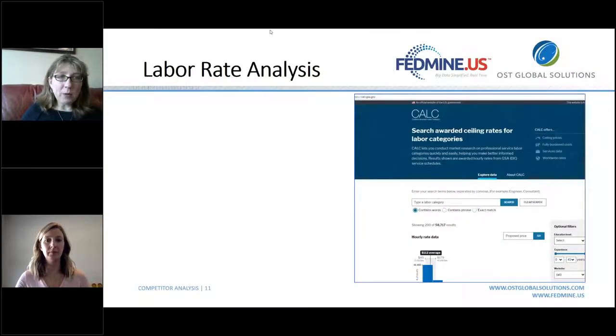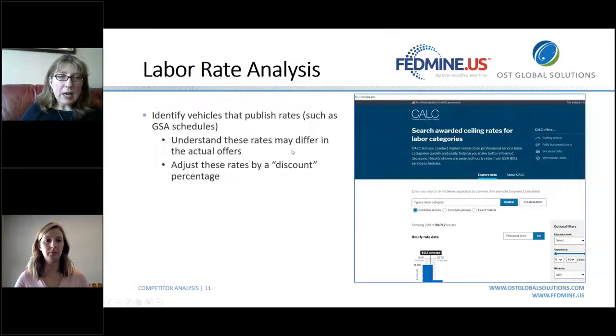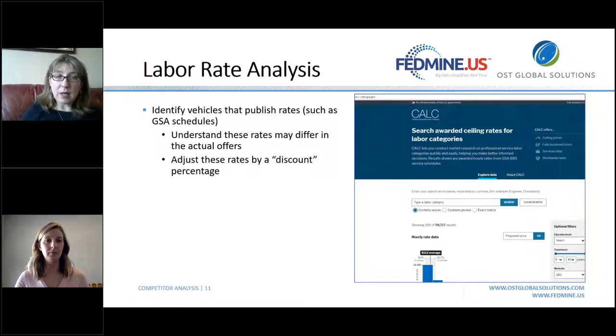So on the labor rates analysis, what Lindsay was mentioning is you can identify vehicles that the company has, like their GWACs, that publish rates, like GSA schedules, for example, publish rates. Look at this website, calc.gsa.gov, that allows you to search awarded ceiling rates for labor categories. Now, realize these ceiling rates are going to be discounted by a percentage, but this at least gives you a benchmark as to how your competitors are pricing their services.